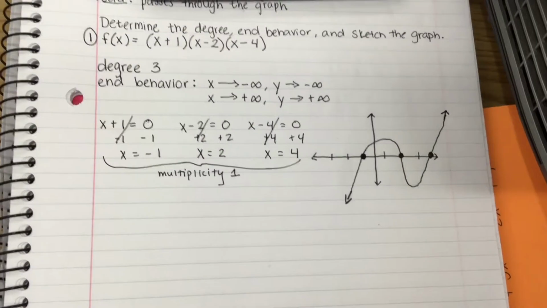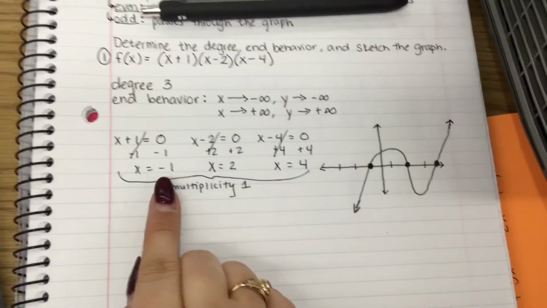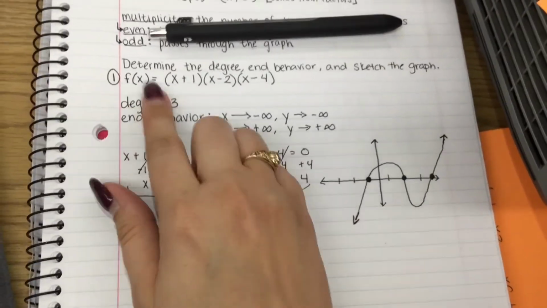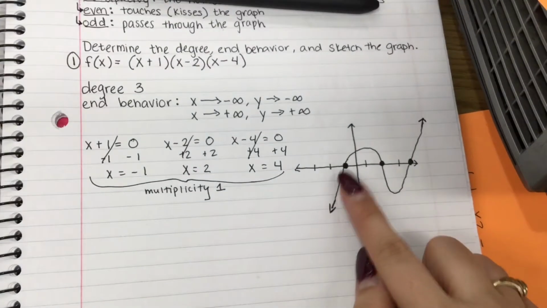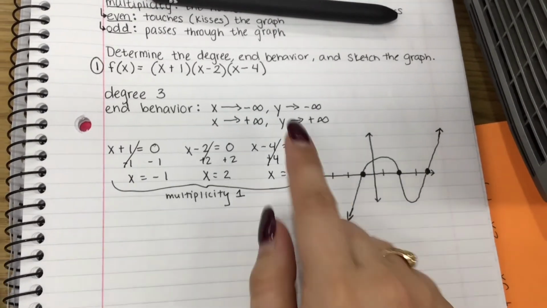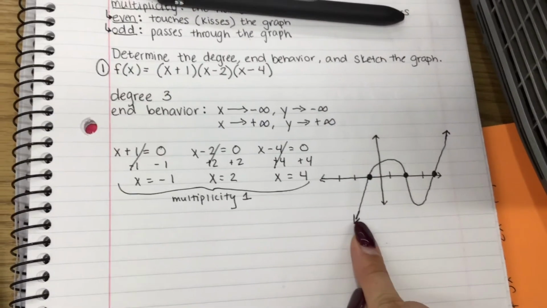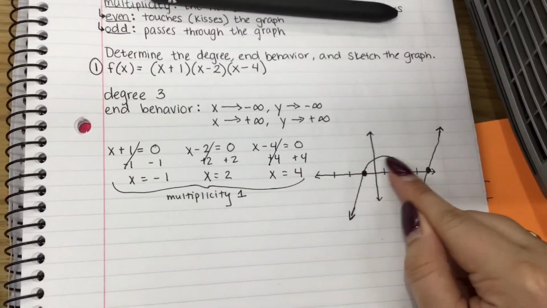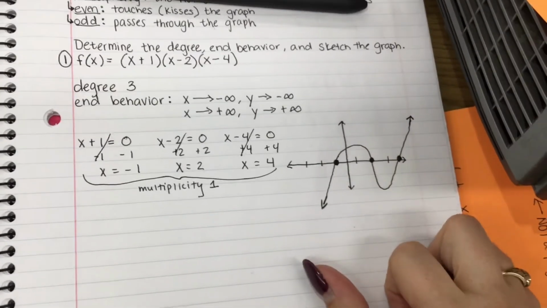So on a graph, we can plot all 3 of those points at -1, 2, and 4. When we plot those points on there, we know that this has an odd multiplicity, so we know that those points are going to pass through the graph when we connect them together. We know that the end behavior on the left side of the graph points down, and we know that the end behavior on the right side of the graph points up.